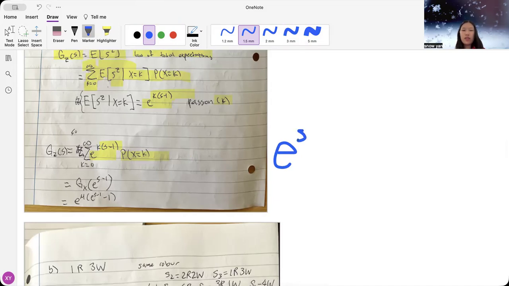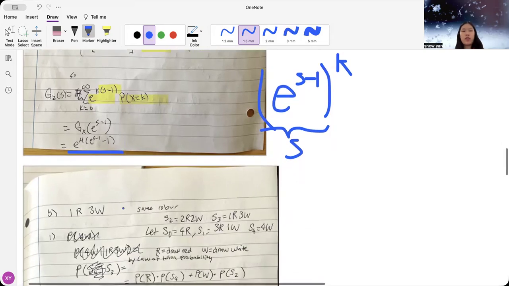So basically e to the s minus 1, I can treat this thing as s, and I see this is to the power of k. So then I can treat this thing as s, my parameter s that I pass into my x. So it's my G of x of e to the s minus 1. So then I can write this in this form. That would be the generating function of my Z.